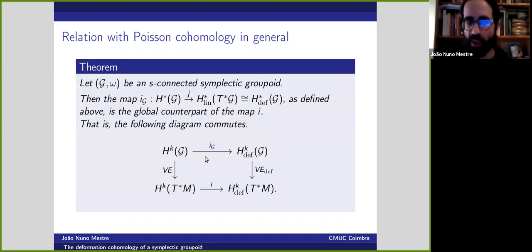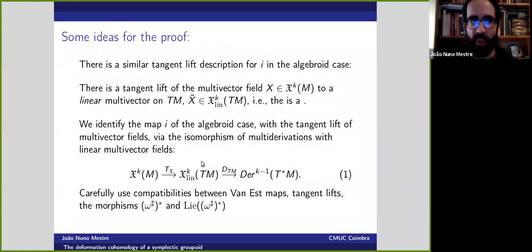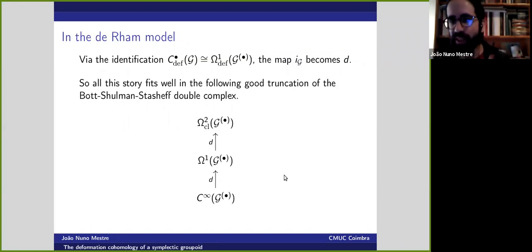And the theorem is that when you take cohomology, this map corresponds to the map of Ike and Marius via the Van Est maps. And I will perhaps skip the ideas of the proof, but just let you know that it involves a lot of identifications, and very carefully, this was done by Christian, who did a lot of careful checking between the compatibilities between all the Van Est maps, the tangent lifts, the morphisms, omega sharp and their corresponding Lie algebroid morphisms, checking that everything fits together. And finally, if we look at everything turned into the de Rham model, this map that we described becomes simply the de Rham differential.